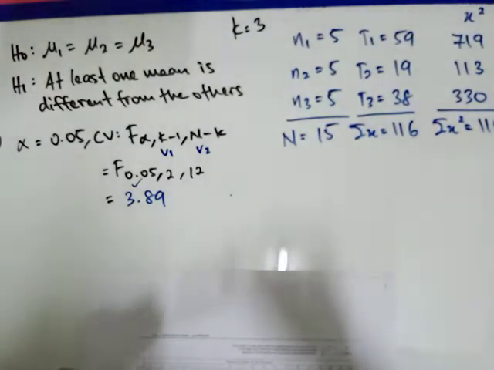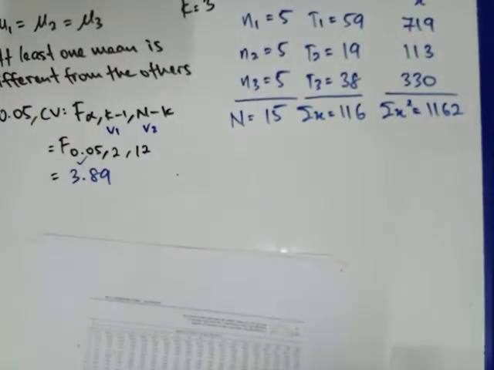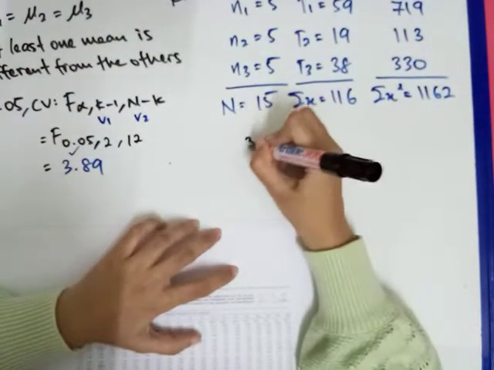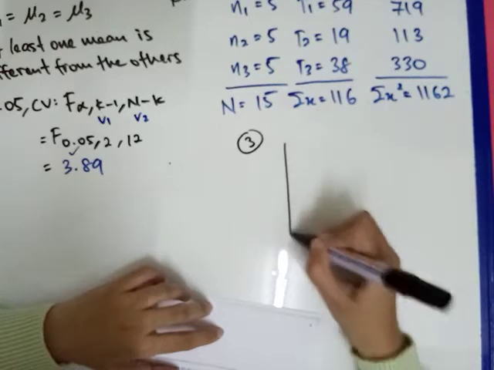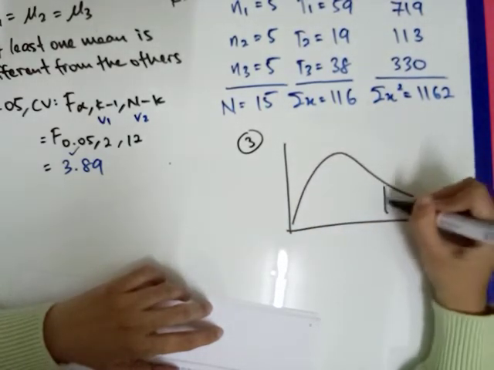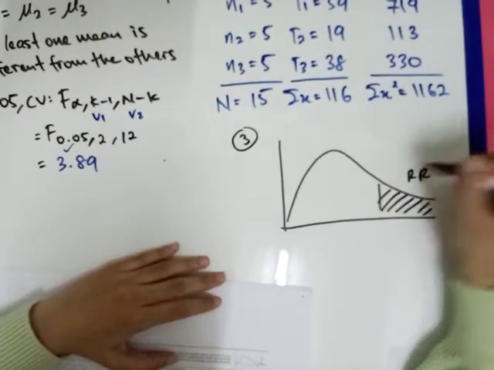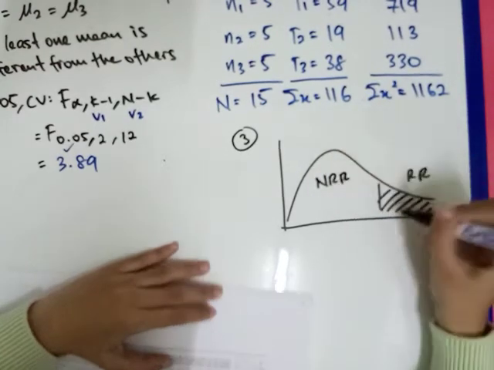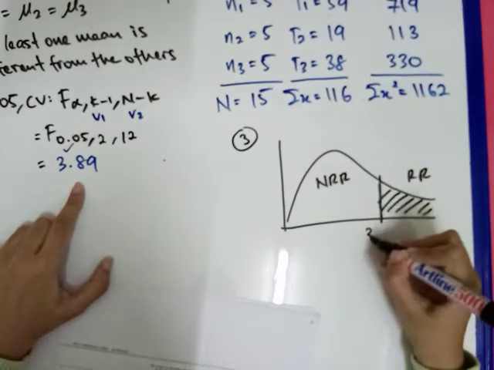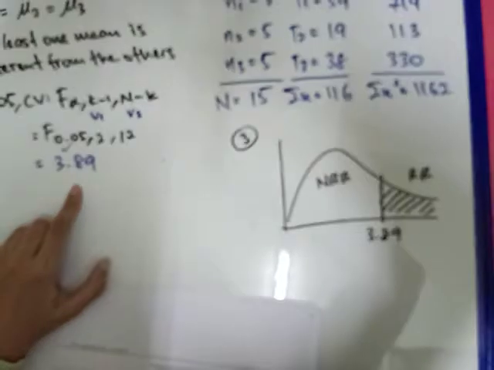The third step is, saya lukis kat sini, to draw the graph. So this is the third step, always on the right side, the rejection region. So this is RR, this is NRR. So what is the critical value? 3.89. So you have to state that 3.89. You nampak dah?